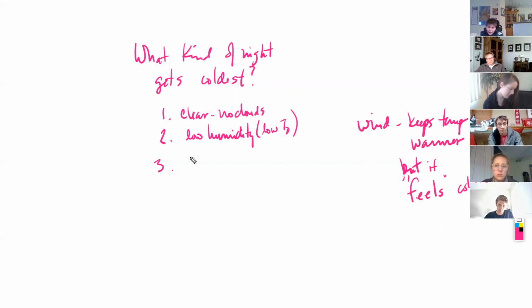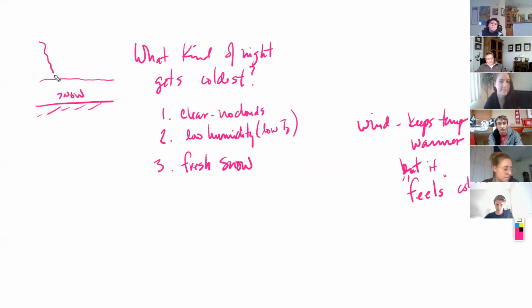One other thing though, and the answer is fresh snow. Because fresh snow, first of all, what does snow do? Isn't it an insulator? It reflects incoming radiation, right, albedo, and insulates the ground. So the ground is warm, but the radiation doesn't get out. So the air gets cold on top of the layer of snow.